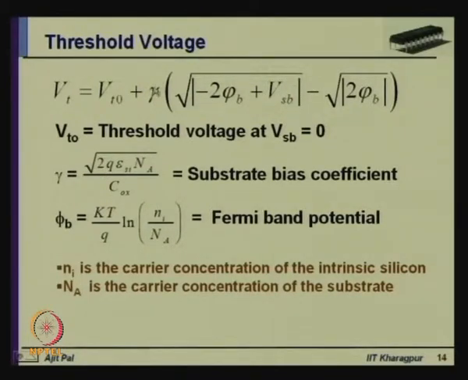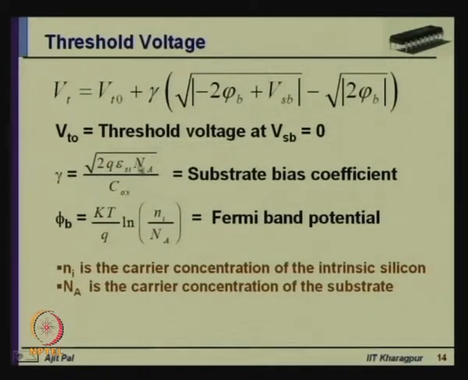and in this expression you have got VSB, that is why it is called substrate bias coefficient gamma, and gamma is equal to root of 2 q epsilon Si Na divided by COX, where q is the charge of electron, epsilon Si is the permittivity of silicon, and Na is the carrier concentration in the substrate, and COX is the unit capacitance of the gate region. So, this is the expression for gamma.